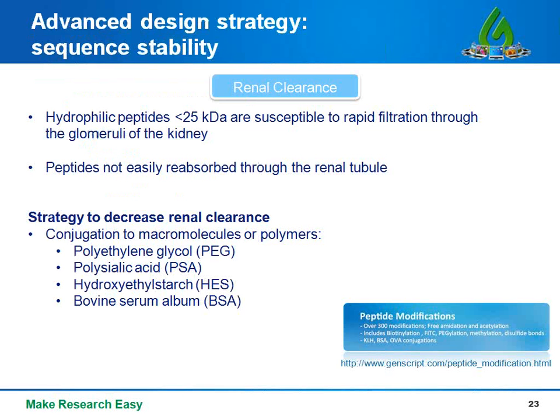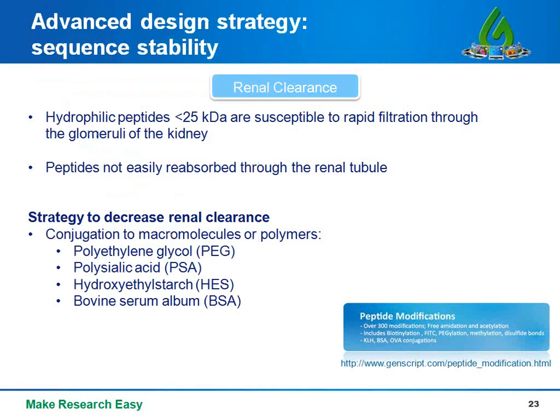The most popular strategies to decrease renal clearance include conjugation to macromolecules or polymers, with the most popular being polyethylene glycol, or PEG. Pegylation of peptides increases molecular size and can shield peptides from proteases in the immune system. And PEG has been deemed safe and effective enough to be FDA approved. PSA, HES, and BSA are other conjugates that have been shown to improve renal clearance.